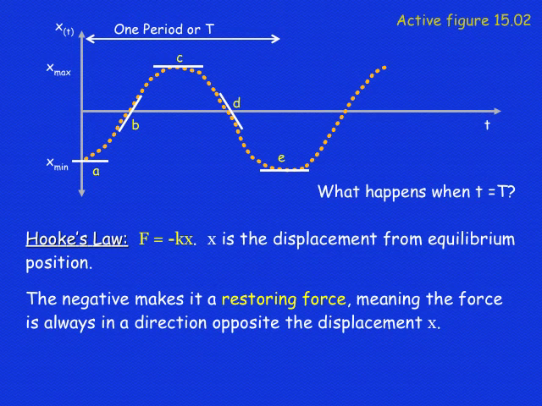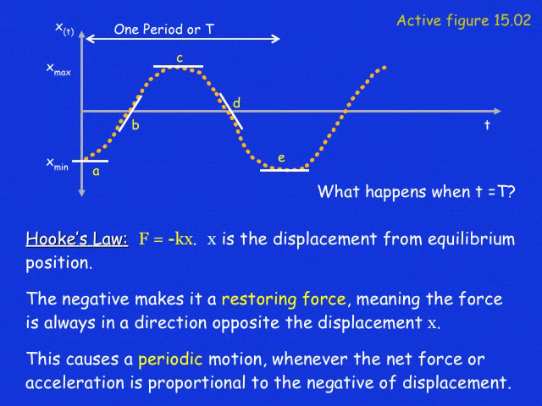The negative in Hooke's law makes it a restoring force, meaning the force is always in a direction opposite the displacement. This is the heart of an oscillation. The force being opposite the direction of displacement means it's always being forced back to equilibrium. This causes periodic motion whenever the net force or acceleration is proportional to the negative of displacement. The object will return or try to return to equilibrium. Hence it will oscillate.